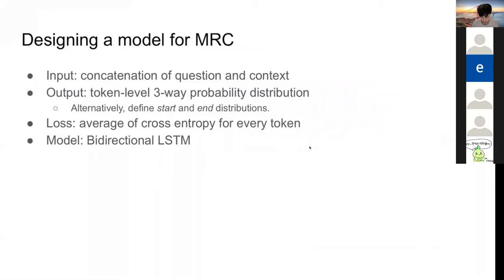Just have an input, a concatenation of question and context. You have a token level classification, but instead of having a token level three-way classification, you can instead have two distributions of start and end. You basically apply softmax across the time axis. But the loss will still be the same here. You just take the cross entropy for each probability distribution and then average them. And you can still use a bidirectional LSTM model.